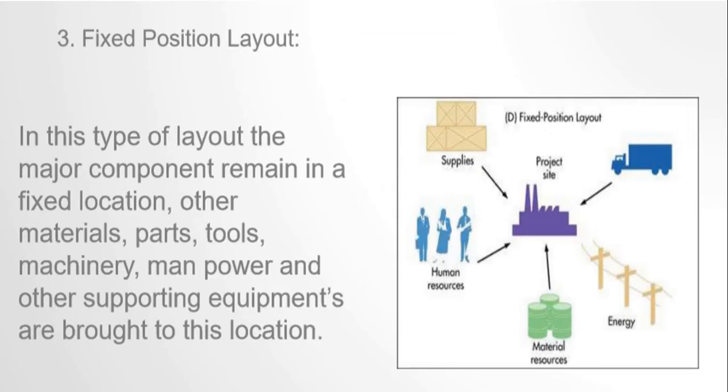Let us move to the third one, fixed position layout. In this type of layout, the major component remains in a fixed location. Other materials, parts, tools, machinery, manpower, and other supporting equipment are brought to this location. I mean a fixed location, where everything is fixed in one place. Machinery, manpower, raw materials or any other equipment should be brought from other places to that particular location.